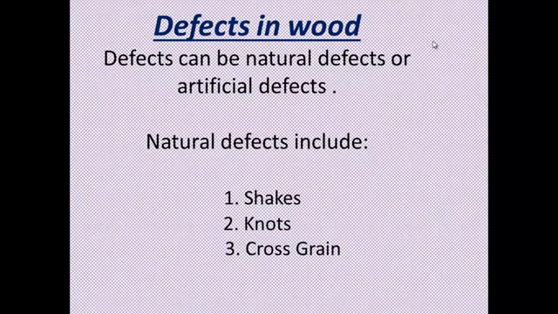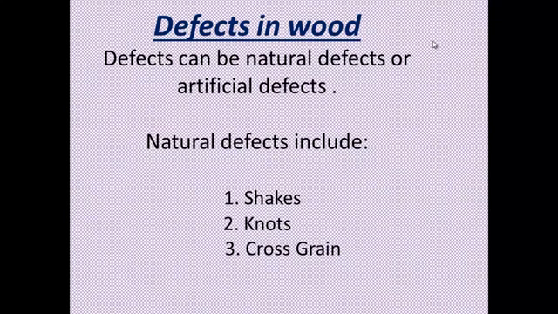If we talk about shakes, shakes are basically cracks or fissures, and they are very common defects. They are the most serious defects. They are basically cracks or fissures which may result from aging of the tree or due to winds. They may be heart shakes, star shakes, or ring shakes, depending upon the position at which they get developed.